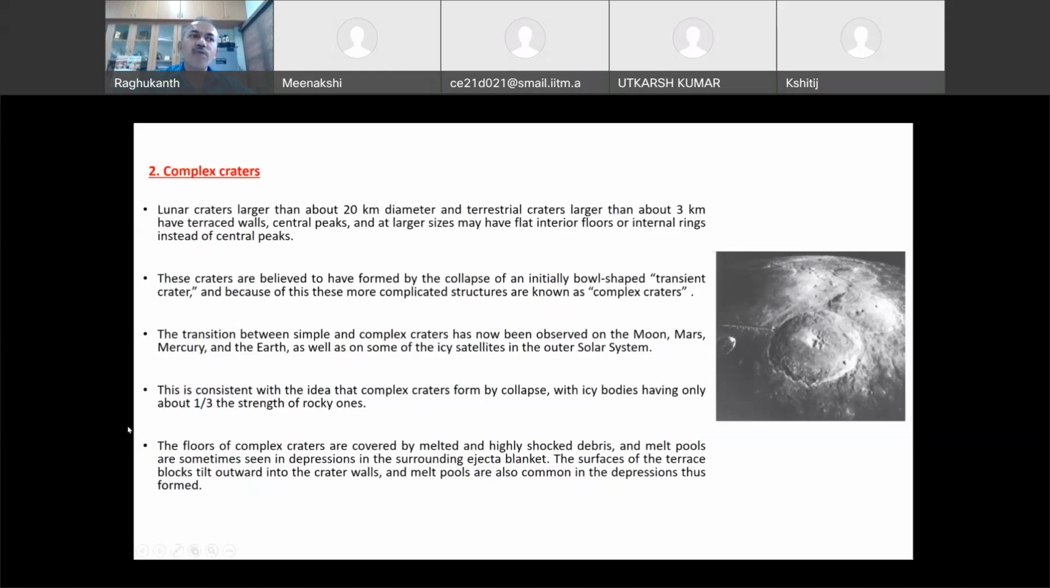And then when you see the floors of the complex crater, that is, inside the floor, they are covered by melted, highly shocked debris. Okay, the melting things, that vapor also I showed you, and melt pools are sometimes seen in depressions in the surrounding ejecta blanket also. So the surfaces of the terrace blocks tilt outward in the crater walls, and melt pools are also common in the depressions that formed.